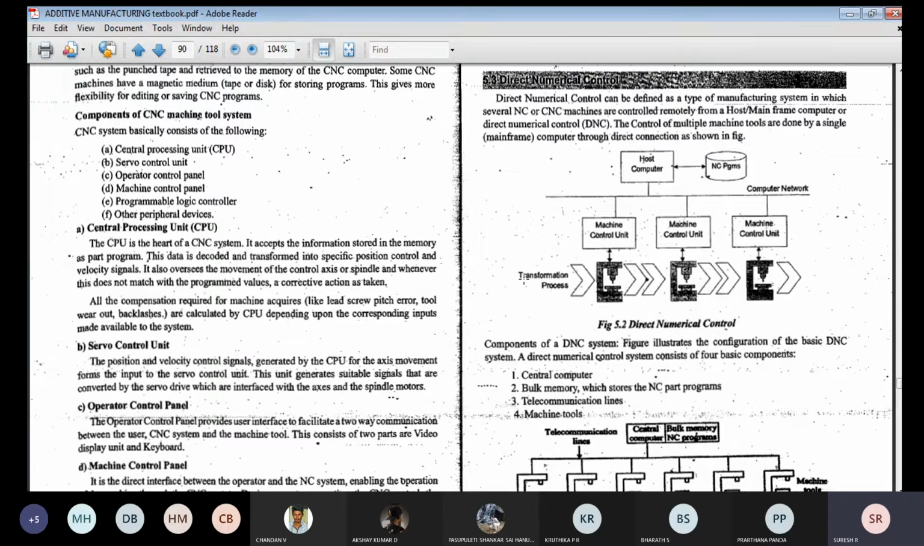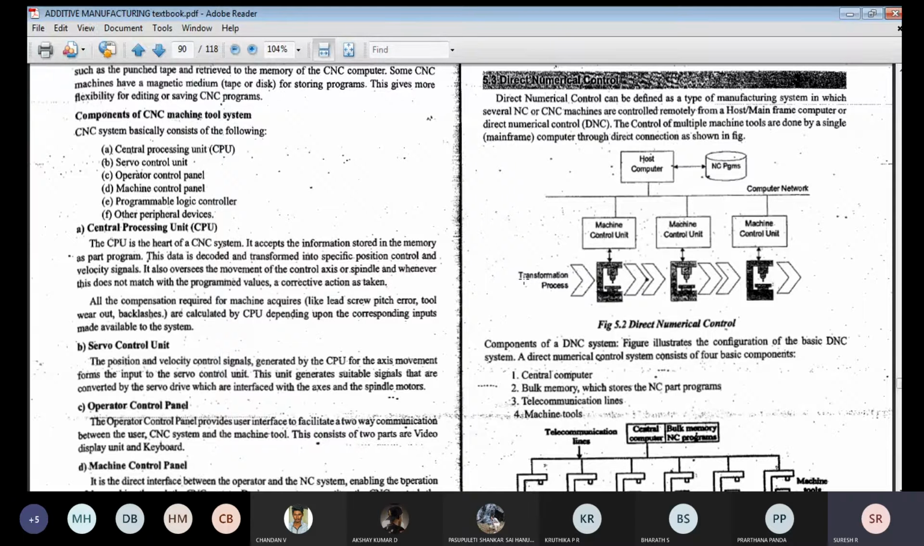that it can control a series of CNC machines from one single point. If there are n number of CNC machines, all the CNC machines are connected together, and those CNC machines are controlled by one single process called the direct numerical control machine. That's the only difference between the CNC and the DNC machines.